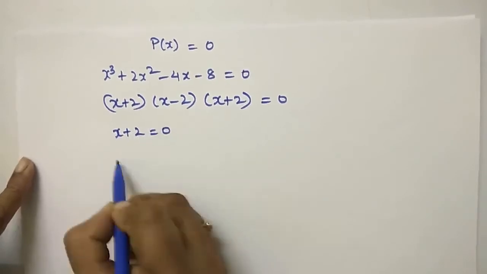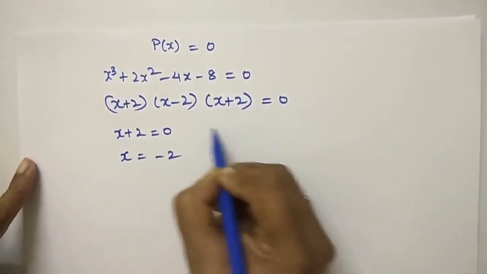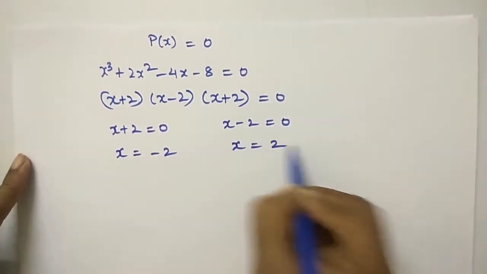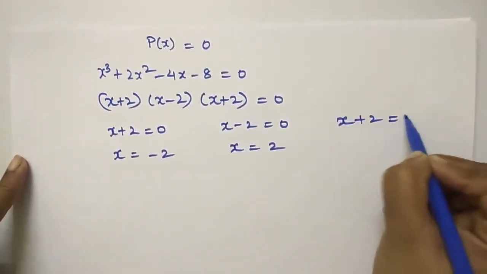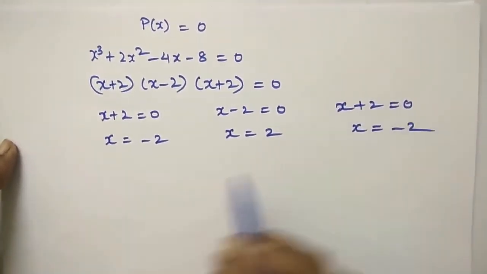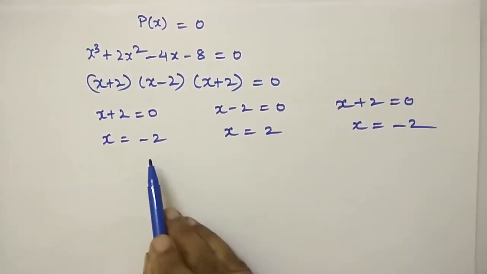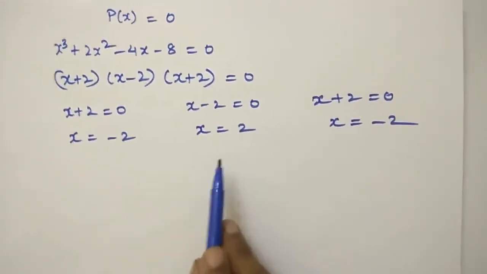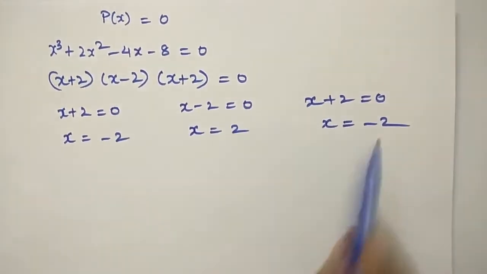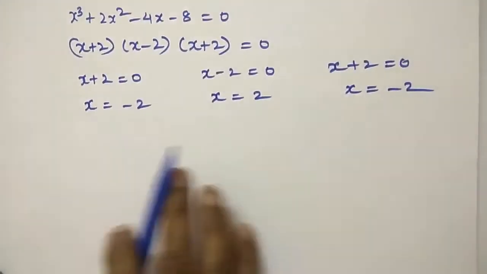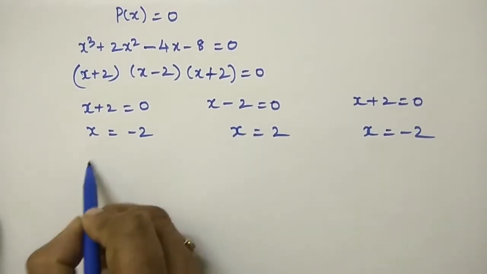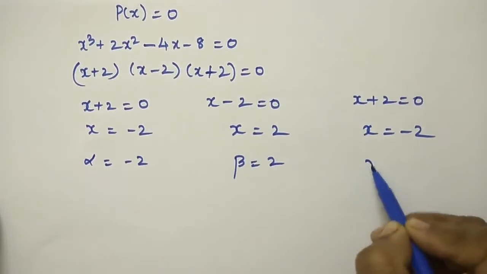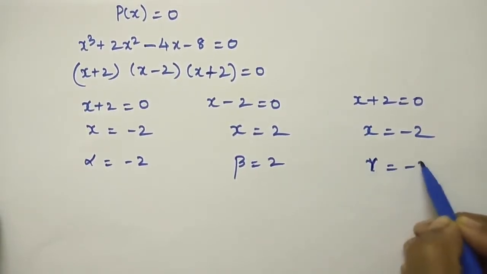x plus 2 is equal to 0, x is equal to minus 2. x minus 2 equal to 0, x is equal to 2. Again, x plus 2 equal to 0, you will get x is equal to minus 2. So, we got three zeros: minus 2, 2 and minus 2. As it is a cubic polynomial, you should get three zeros. Is it not? It is also verified. Let us take alpha is equal to minus 2, beta is equal to 2, gamma is equal to minus 2.